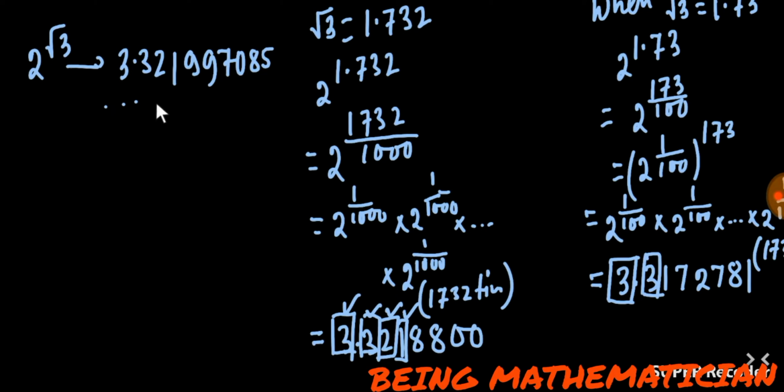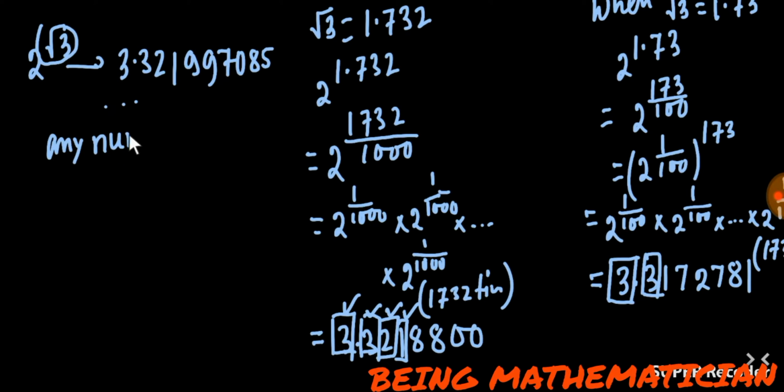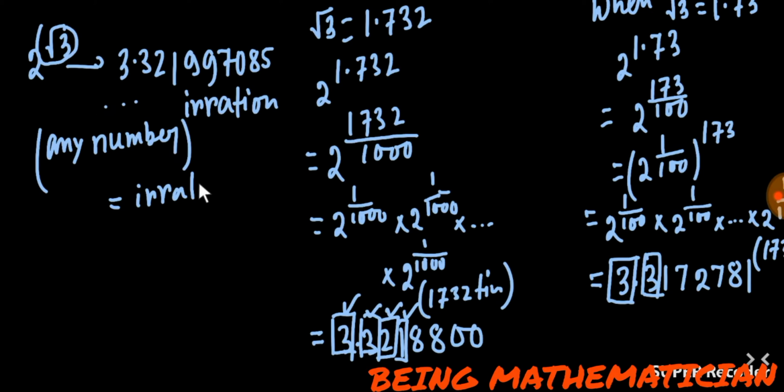So this is the proper explanation of the numbers which have irrational exponents. And we clearly say that any number to the power irrational is an irrational number. And in this way, we can explain that kind of terms with proper examples.